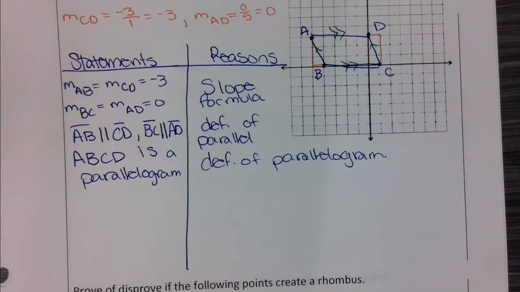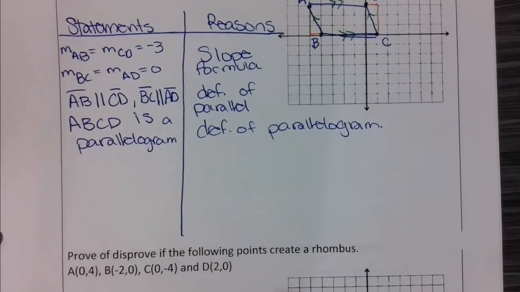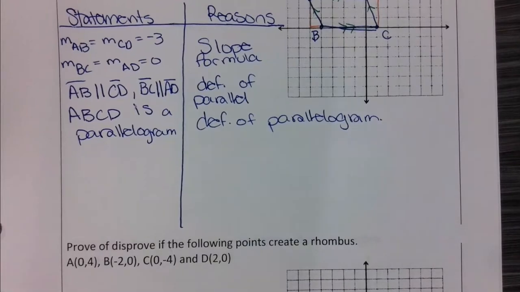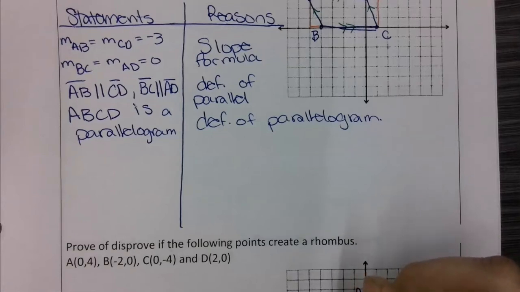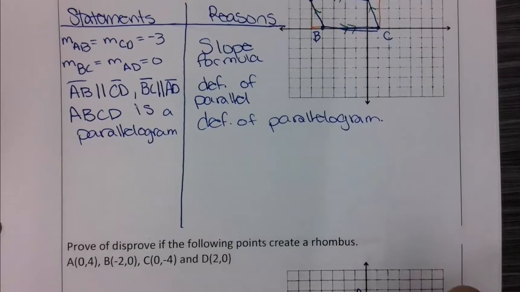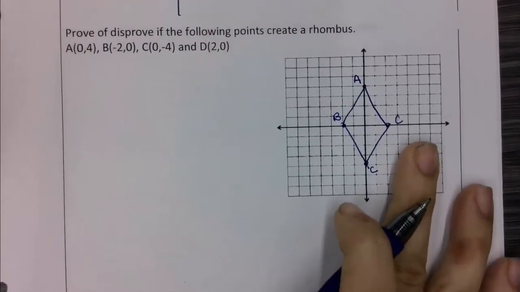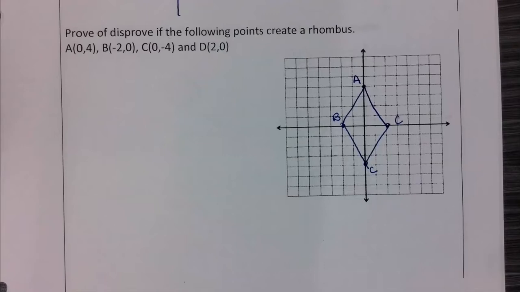Can I move on? Okay, so the next one wants me to prove or disprove if it creates a rhombus. So I plotted my points, and I labeled two of them C.